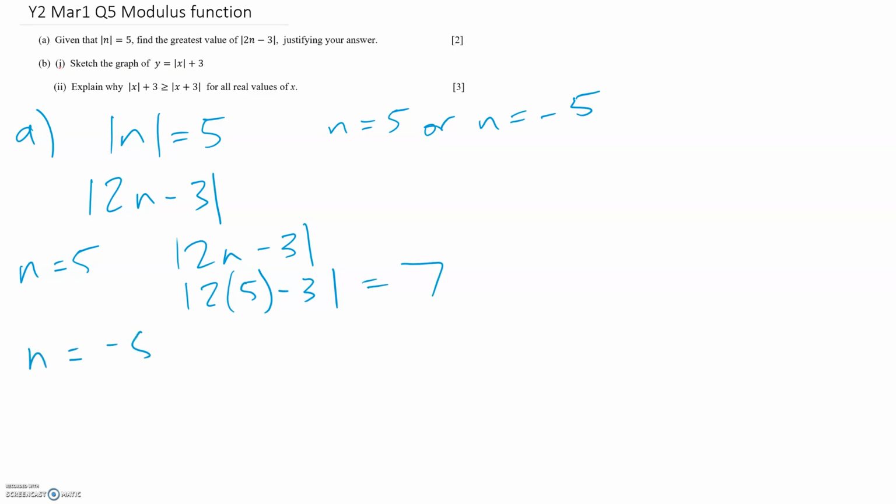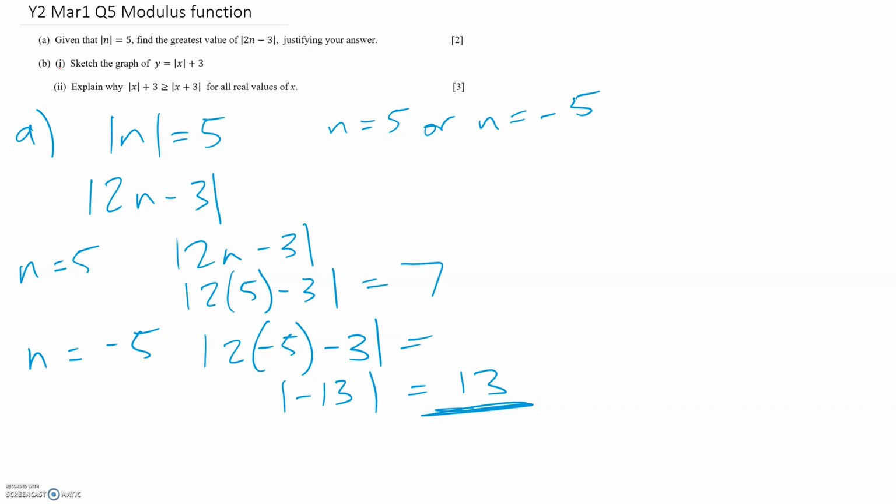If n equals minus 5, we'll get 2 times minus 5 minus 3, and that would equal, well, before you do the modulus, minus 13, and so the modulus of that would equal plus 13. So this is going to be the maximum, plus 13. Where it says justify your answer, I think we have justified it enough. You could say 13 is greater than 7, but as long as you show your working out here and here, that's fine.